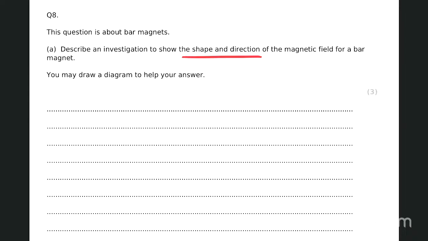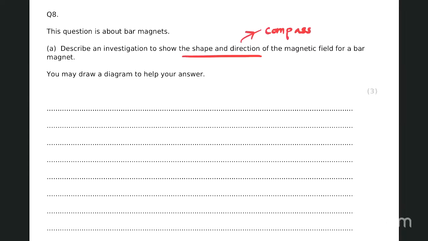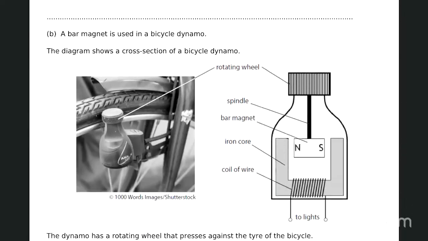If it is just shape, then you can use the iron filings. But now we are dealing with the direction as well, which means you need to use the plotting compasses, right? So you can just explain the plotting compass experiment. I'm not going to waste time on that. Okay. Then part B.